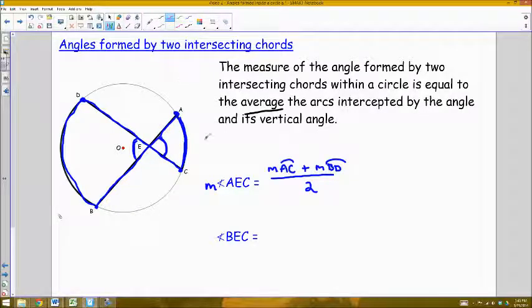Similarly, if I wanted to know what BEC was, BEC is this angle. I'm looking for the measure of this angle. It would be the average of the arc directly across from it and the arc directly across from its vertical angle. So that would be the measure of AD plus the measure of BC, all over 2. So let's see a couple of examples of that.